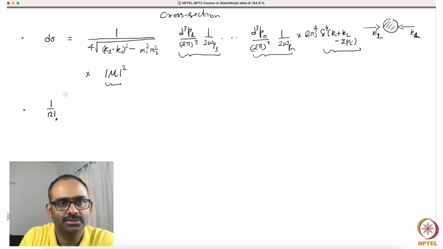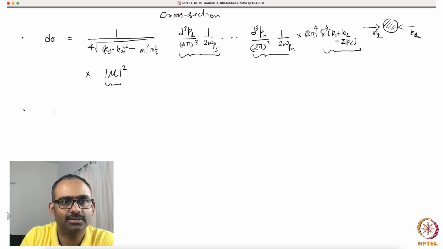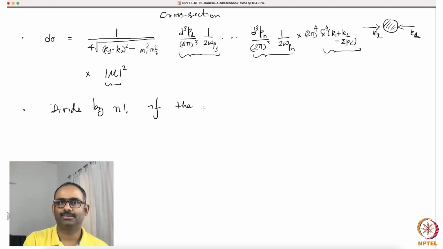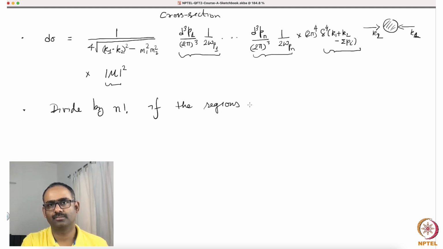So divide by n factorial if the regions overlap, if all of these R's are the same, identical. And then that factor you can include together with the mod M square. So you can write 1 over n factorial times mod M square. That will be the case when you have identical particles.